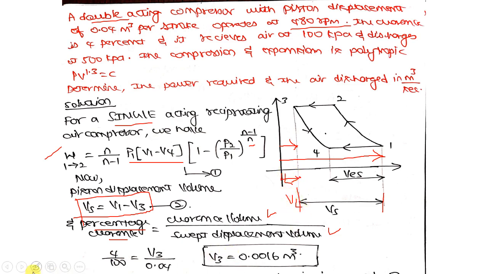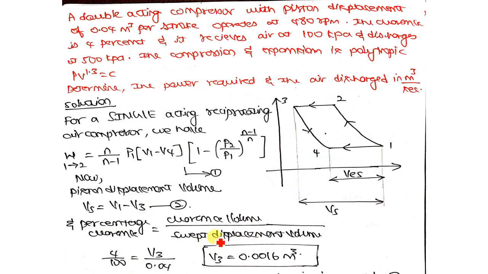You need to calculate the Vc value anyway. The swept displacement volume is given as Vs, so substitute the value of Vs, which is 0.04 meter cube per stroke. Then you will get the value of V3, which is nothing but Vc. V3 is nothing but Vc here. So that is given as 0.0016. So from this percentage clearance, you have got this value. Why are you calculating all this? You need the value of V4 from this. Anyhow, we have to calculate V4. That is why we are doing all this.